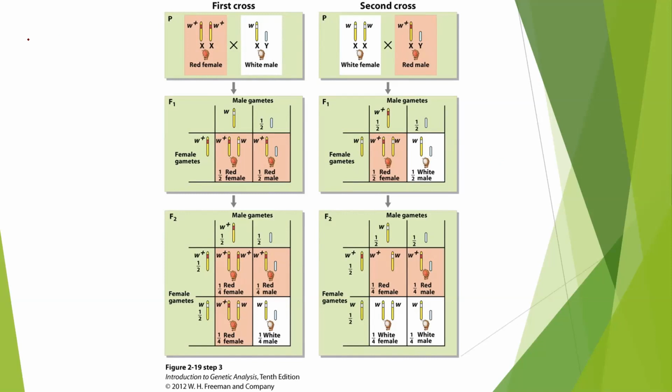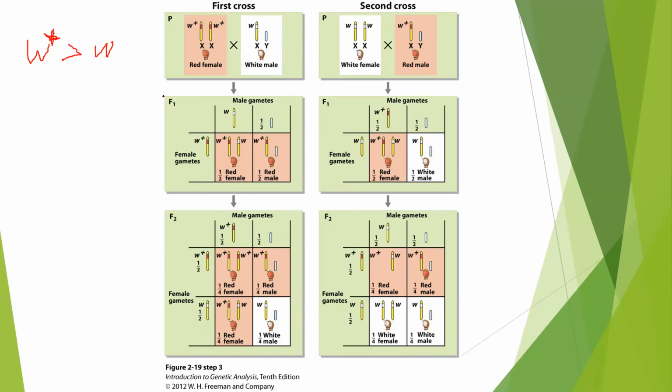So this gene, let's say W plus, is the wild type. This allele will produce the red eye for the Drosophila. And there's a mutant allele, W, without the plus sign here. So that allele will produce the white eye in Drosophila. So the wild type is dominant to the mutant type.